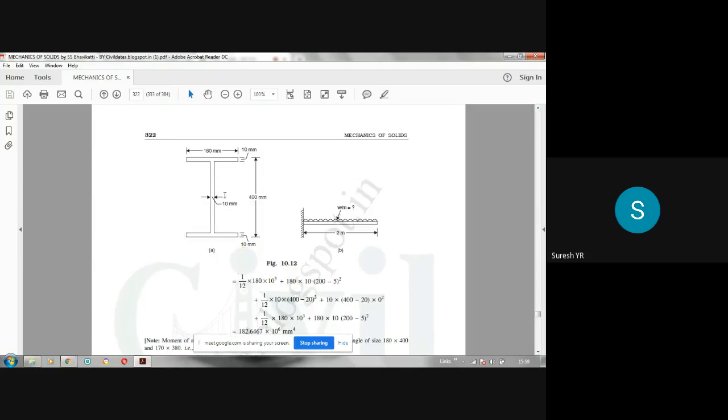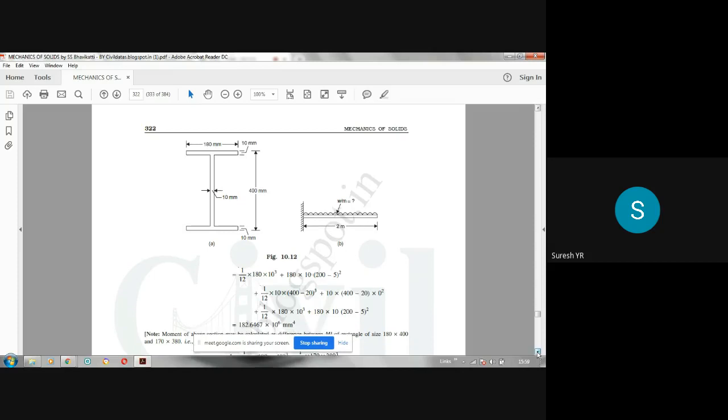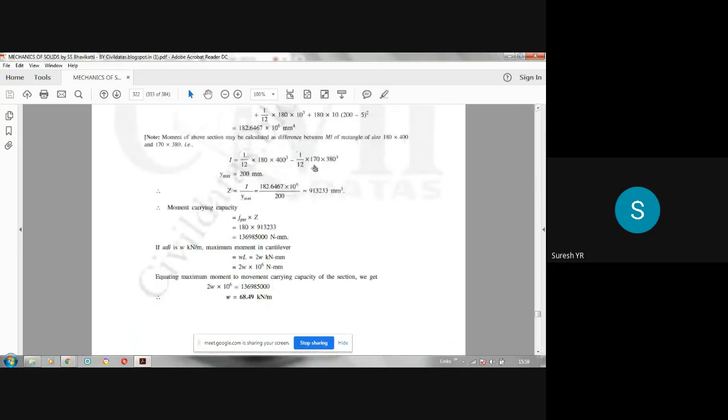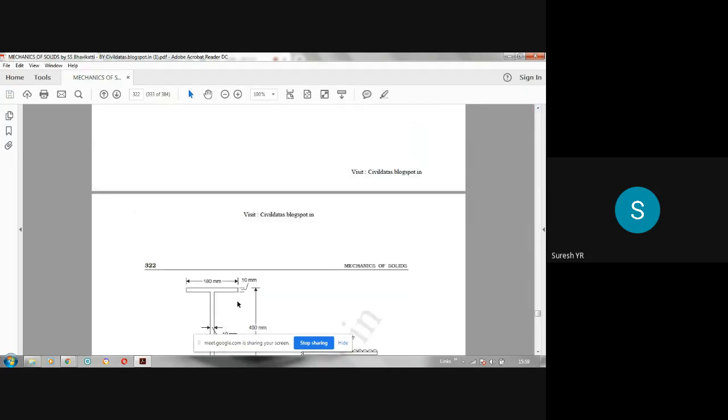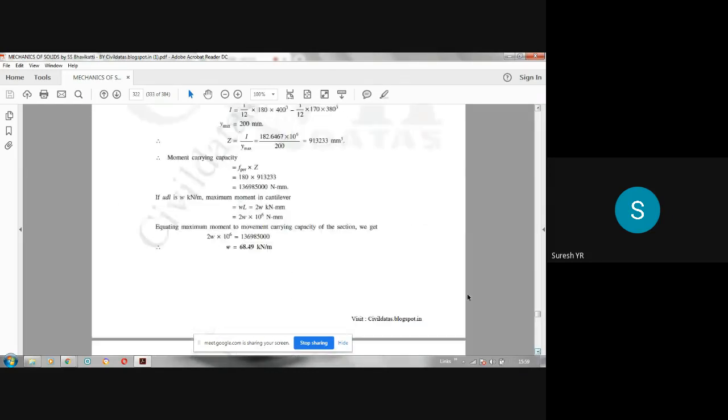Y max, this distance is 200 mm. So it becomes now how much? So I is this value. This is I value. You can simplify. If you simplify, I think you'll get this answer in millimeter power 4. Y max is the distance of farthest fiber from the neutral axis, which is half of 400, which will be 200. So I by y max is Z value. So Z is this much, millimeter cube.